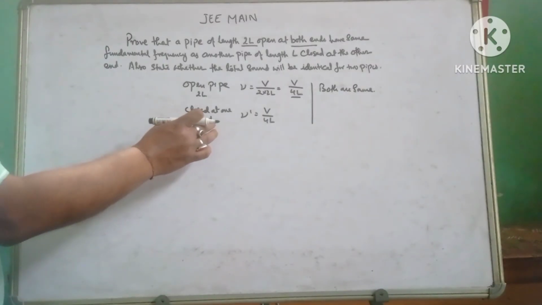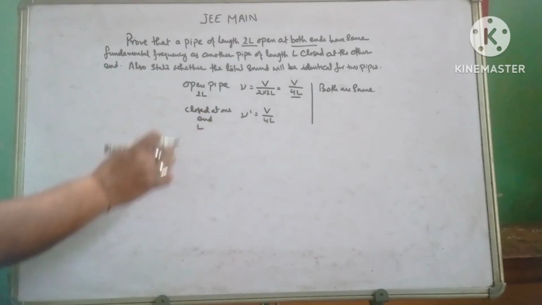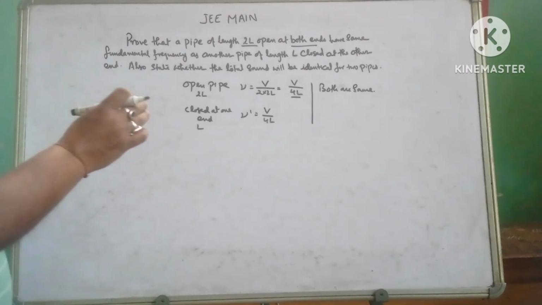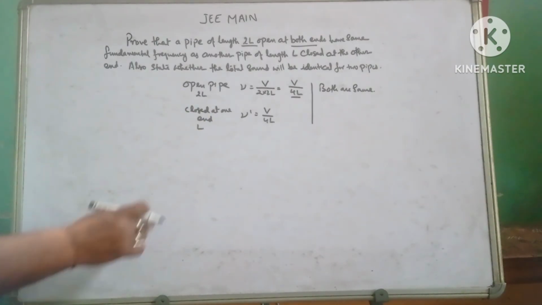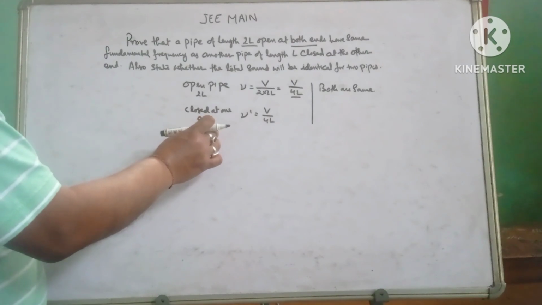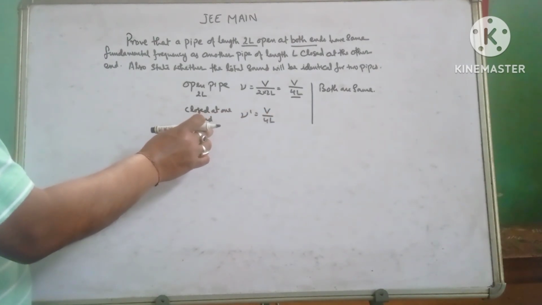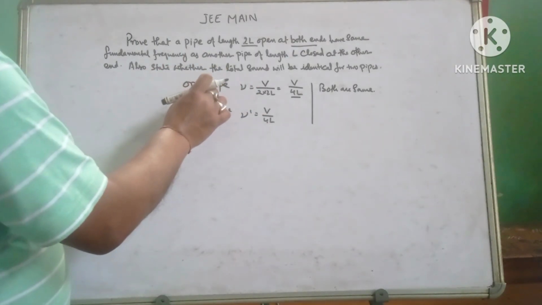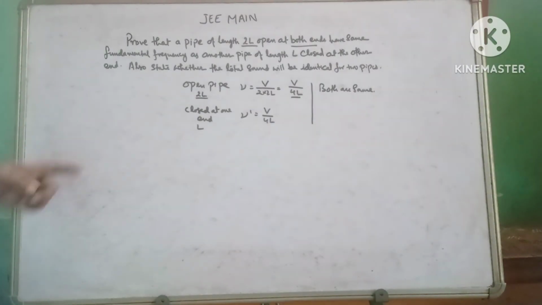Practically, that means for the pipe which is closed at one end, of length L, to get the same fundamental frequency in an open pipe, the length must be 2L. This is the conclusion that you are going to get here.